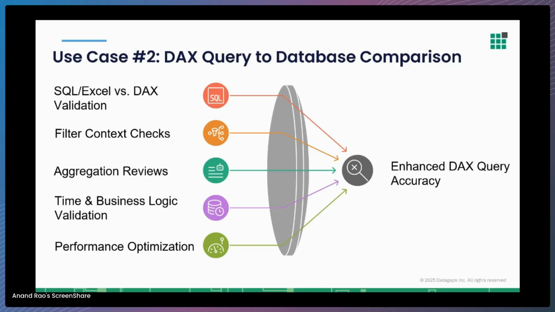Filter, context, and aggregation checks are also critical, as DAX measures must apply the correct filters and aggregations in various reports. So misalignment in filter application can lead to incorrect totals and misleading insights. The time and business logic validation also play a key role in ensuring that any time-based calculations such as running totals and year-over-year comparison align with the database logic. And finally, performance optimization is another critical factor. An inefficient DAX query or expression can slow the query execution and degrade the report performance.